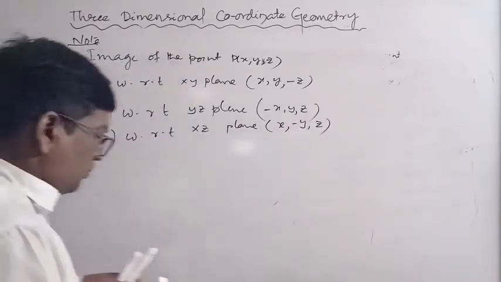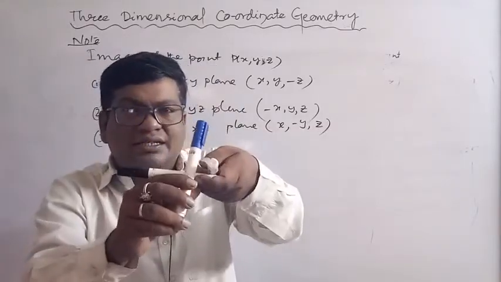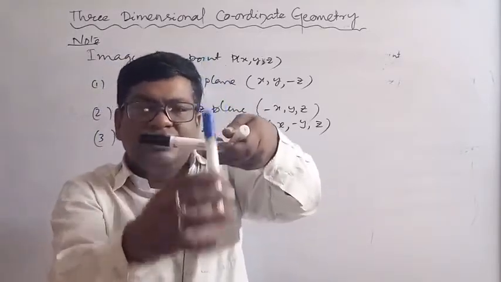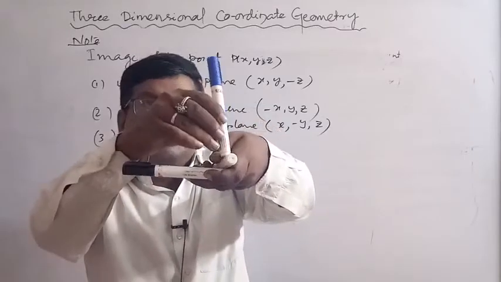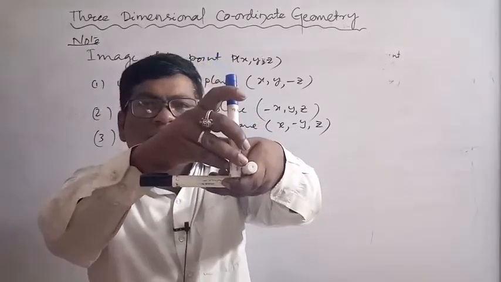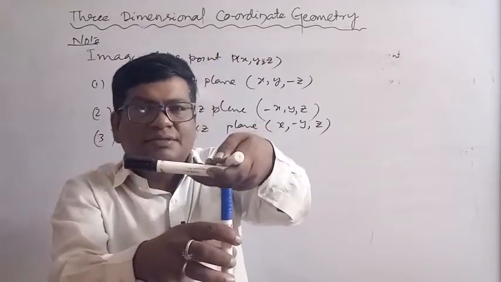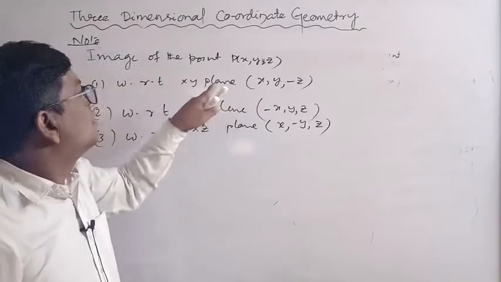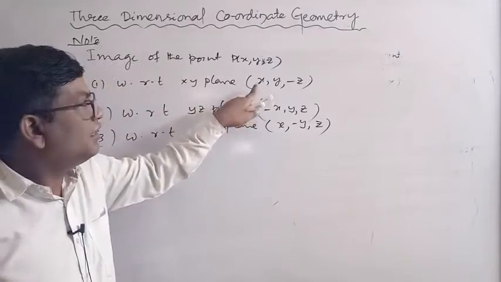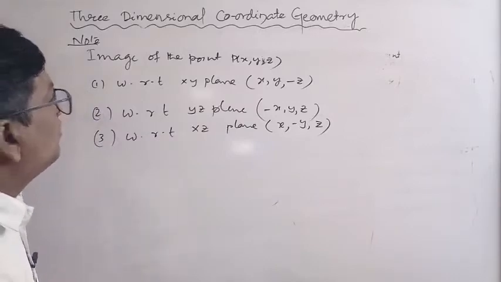Okay, suppose this is the coordinate system, and this is the z axis. This plane is called the xy plane, and the upper side is z, the lower side is minus z. So its image is below; this is above the xy plane and this is below the xy plane. So this is plus z and this is minus z. That's why the image of the point x, y, z with respect to the xy plane is x, y, minus z. Got it?